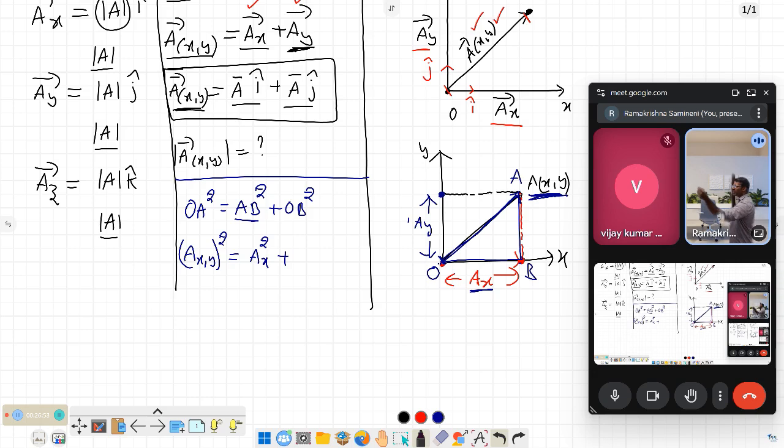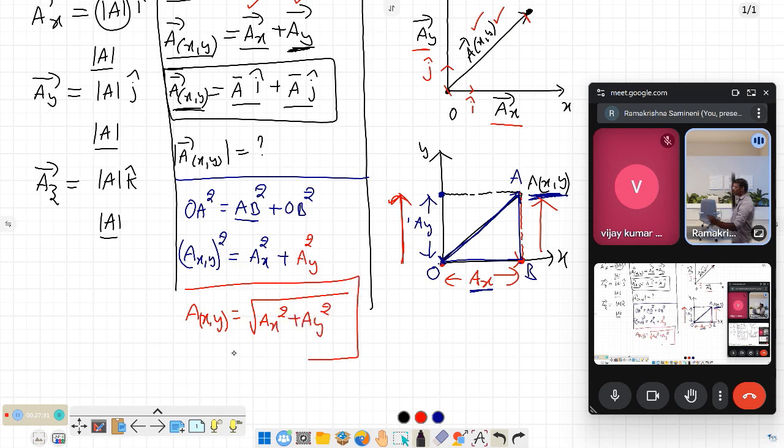What is the length of this one? This is Ay. This AB is exactly parallel to this, I'm indicating with the arrow mark. So both are the same, which means in the place of AB, I can take Ay. So that is nothing but Ay square. So A of x comma y whole square is equal to Ax square plus Ay square. That means A of x comma y is equal to under root of Ax square plus Ay square, using the Pythagoras theorem.